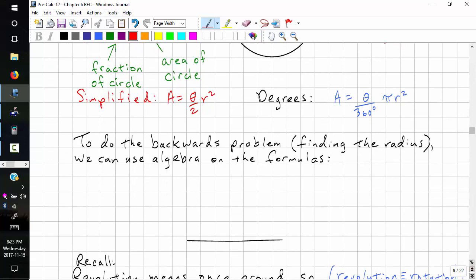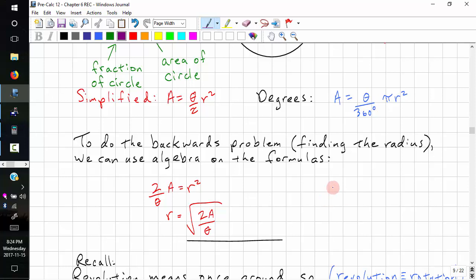Okay, a harder problem is the backwards problem to find the radius. And we can use algebra on these formulas to figure out how to calculate r. So, because we're multiplying by a fraction, we can just multiply by the reciprocal. So 2 over theta a equals r squared. So r equals the square root of 2a over theta. And we don't need to do plus or minus because the radius is a length and a length should be positive.